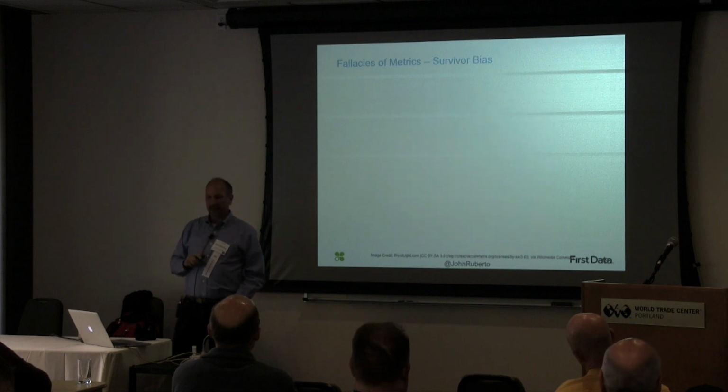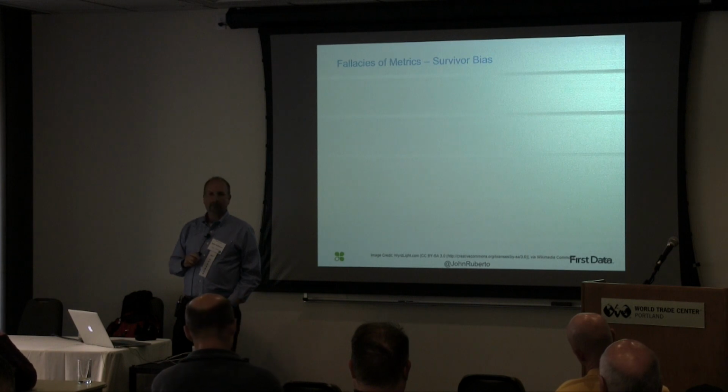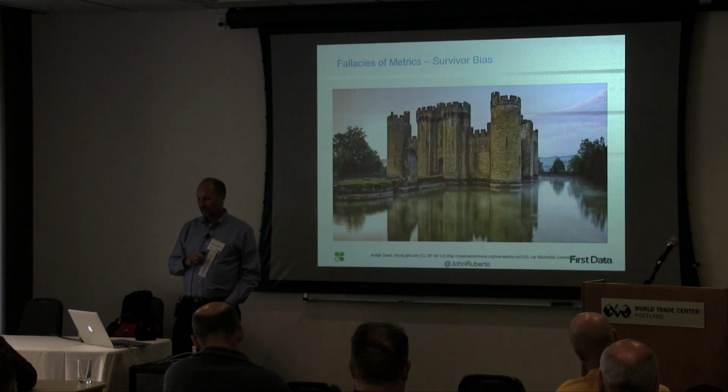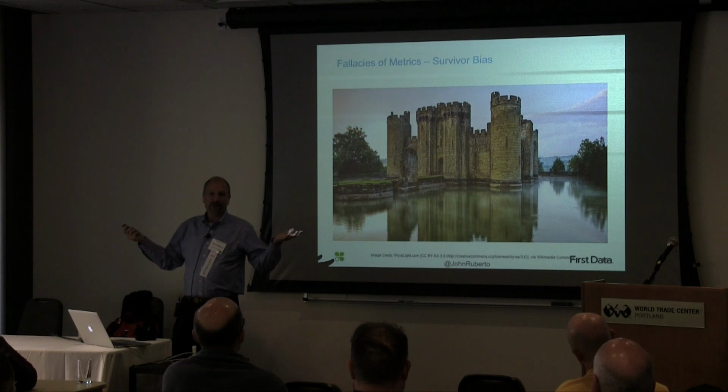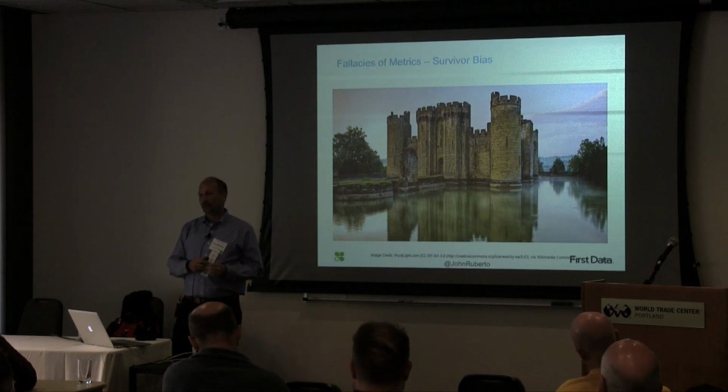Okay, another fallacy is survivor bias. Quick show of hands, or just shout it out, what are castles made out of? Rocks, stone, bricks. Yeah, except in history, the vast majority of castles were made out of wood. But we don't have that image now because the wooden ones didn't survive the ages. The only ones that survive are the ones that were built with stone and masonry.